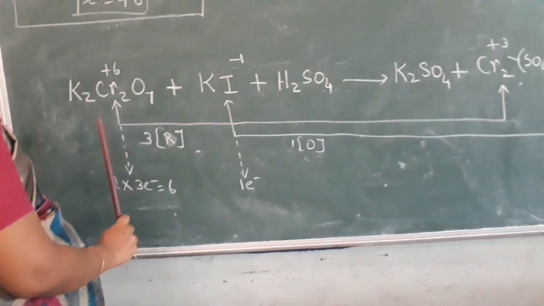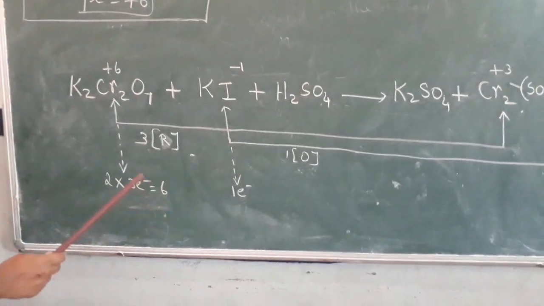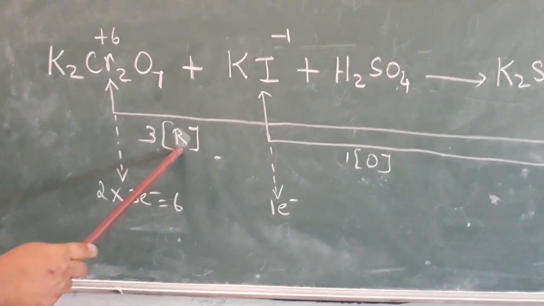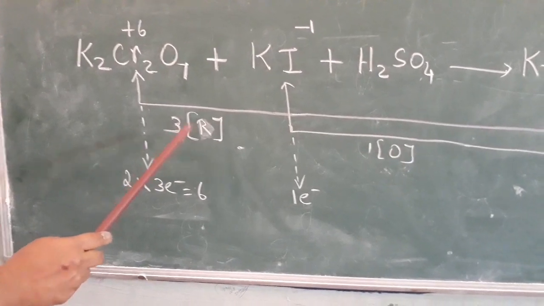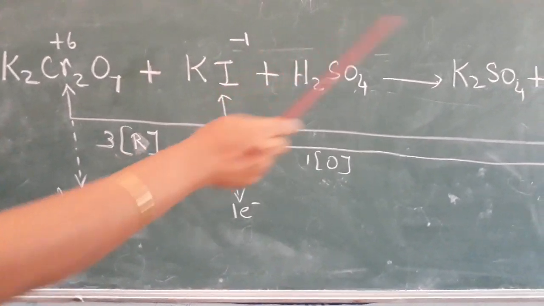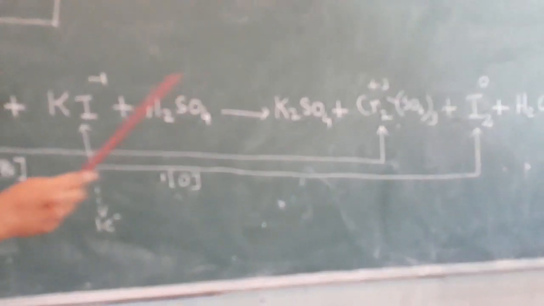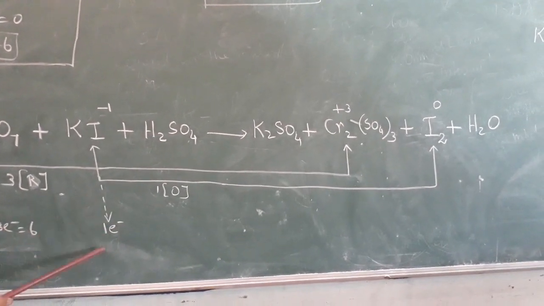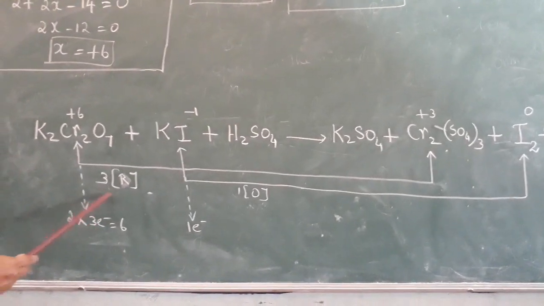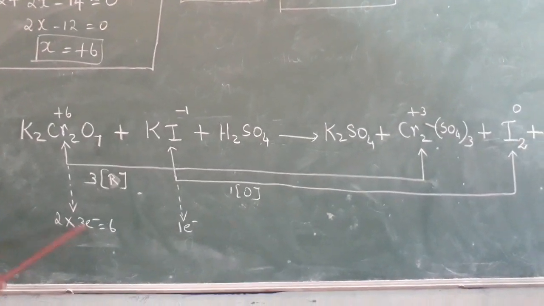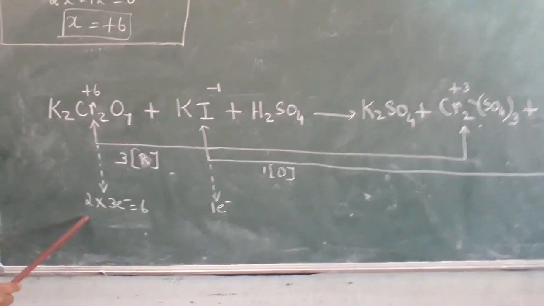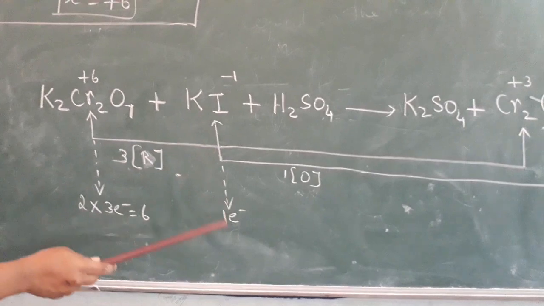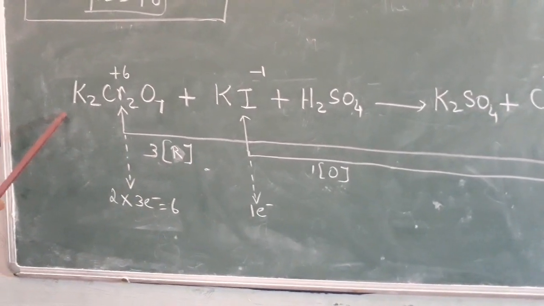Now compare these two: chromium +6 to +3. The oxidation number is reduced, so it undergoes reduction, and the reduction that takes place is 3. The next one, iodine, goes from -1 to 0. So -1 to 0 means the oxidation number increases. The increase is 1, so 1 electron for that. Here 3 reduction means 3 electrons, and there are 2 chromium. So 2 into 3 electrons we get 6. This 6 goes to potassium iodide, and this 1 electron goes to potassium dichromate.